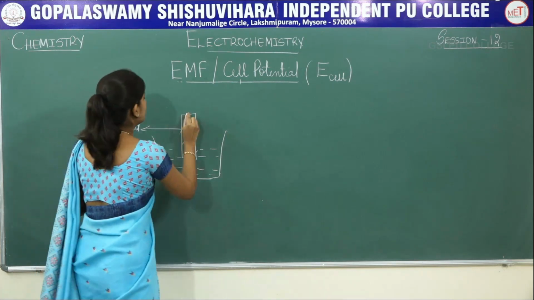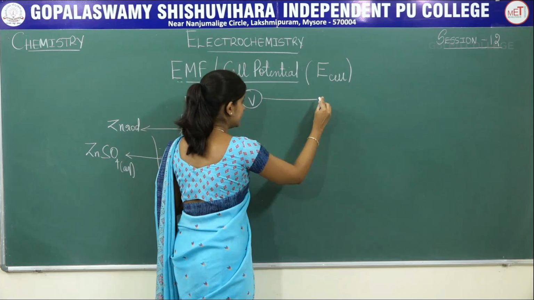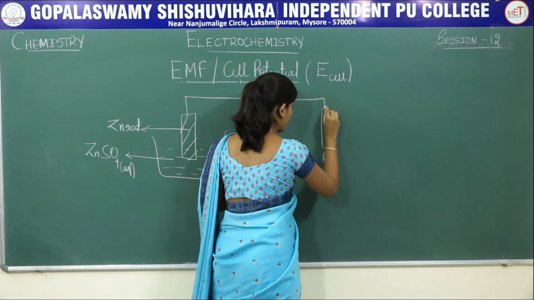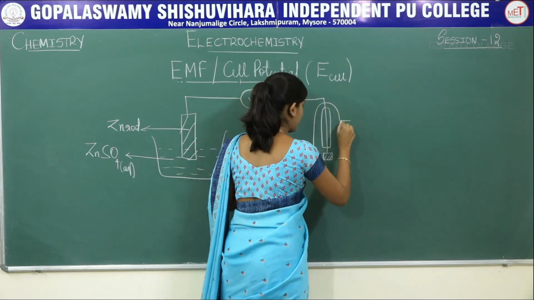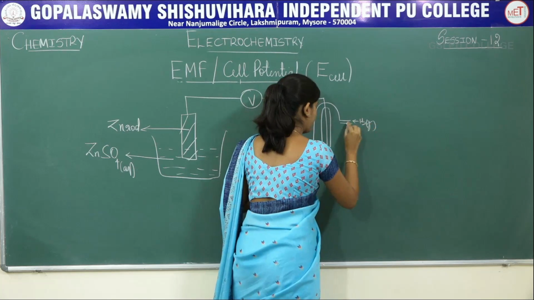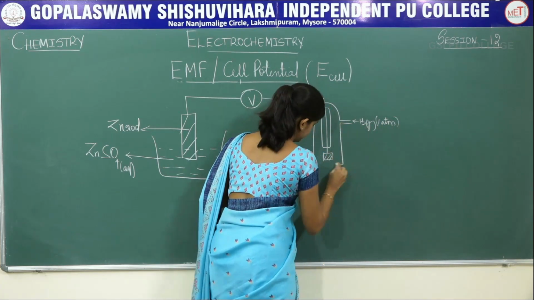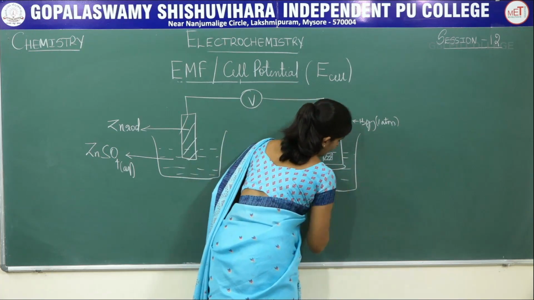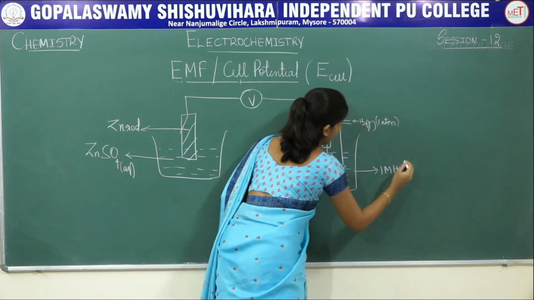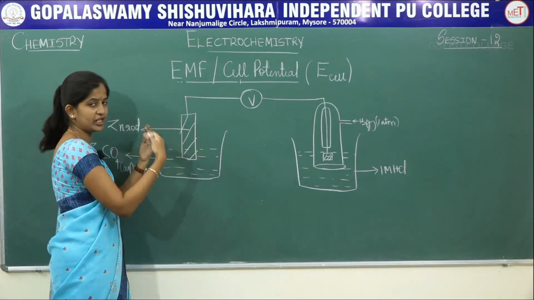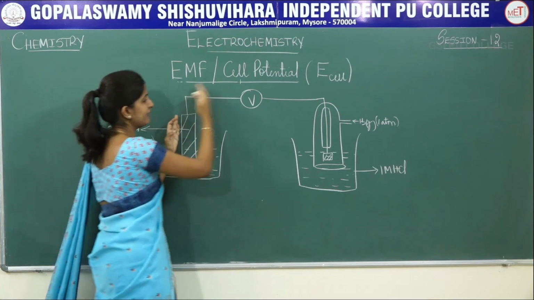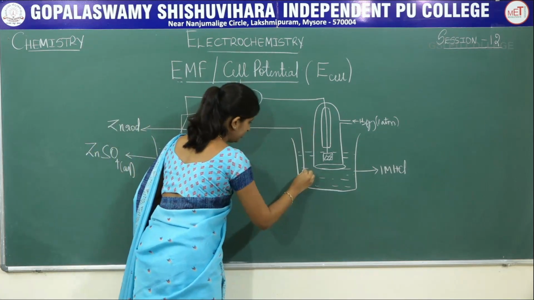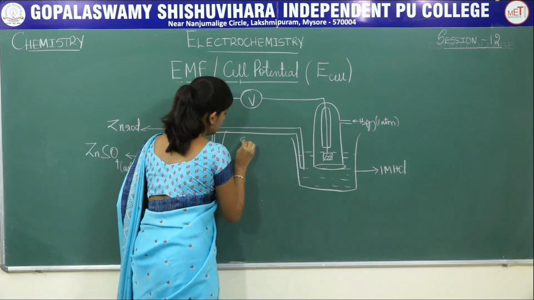How to find it out? Let us see. You connect this to a voltmeter or an ammeter, which is further connected to a SHE. So this is an unknown, its electrode potential is unknown, and whether it is undergoing reduction or oxidation is also unknown. I have just connected it to a SHE, the standard hydrogen reference electrode, with the voltmeter. Obviously I have to connect it internally also through a salt bridge.